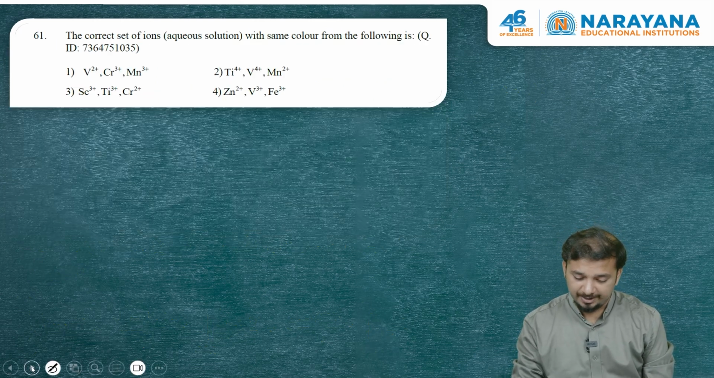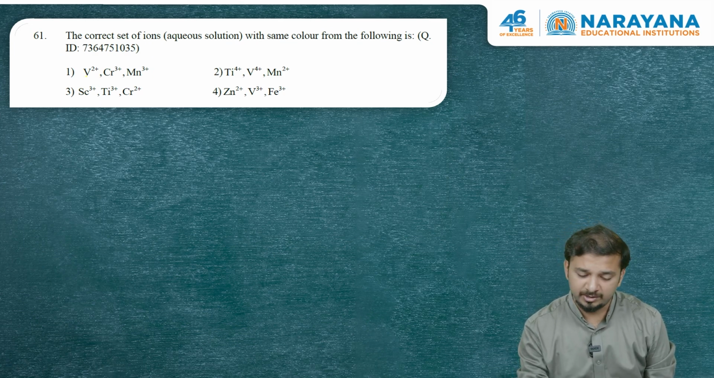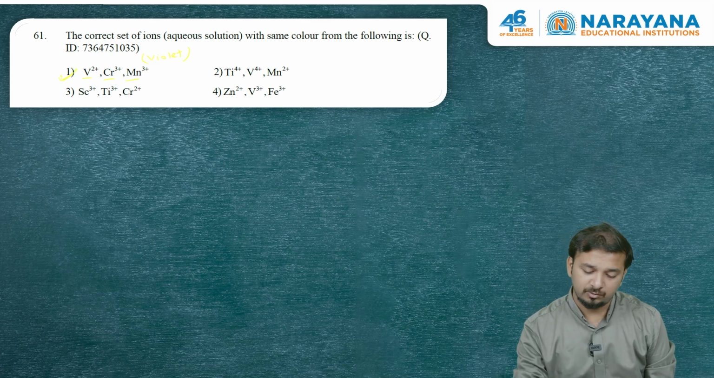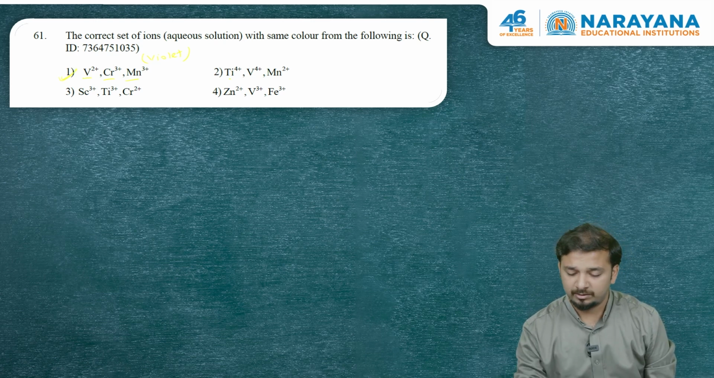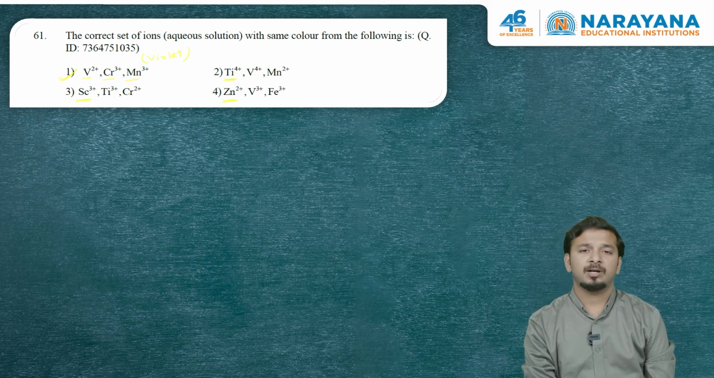Moving to next question. The correct set of ions with same color from the following is. So we can see V plus 2, Cr plus 3 and Mn plus 3. All of them are having violet color. So all three are having same color. So correct answer for this question is option 1. We can also see that titanium plus 4 is colorless, scandium plus 3 is colorless, and Zn plus 2 is also colorless ion.